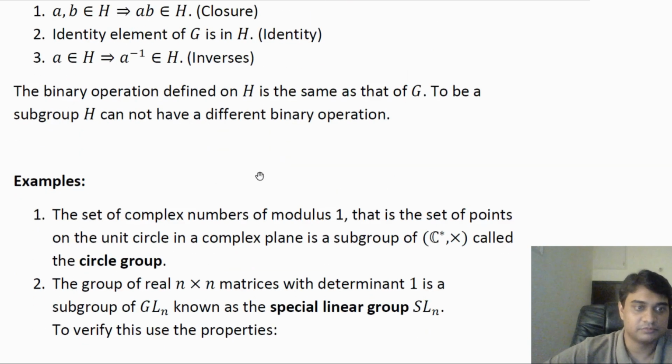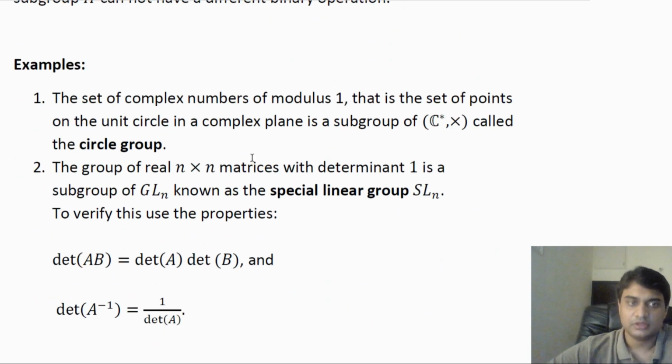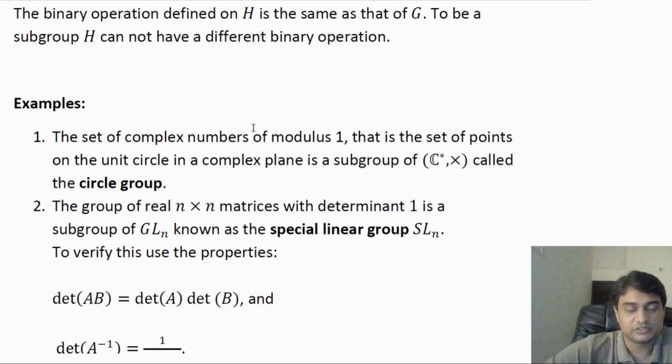Now we turn to some examples of subgroups. One of the very basic examples is the set of complex numbers of modulus 1. The set of all the complex numbers of modulus 1 is a subset of the group C star under the binary operation of multiplication. C star is the non-zero complex numbers, C minus 0. The set of all complex numbers with modulus 1 is a subgroup of the group C star under multiplication.